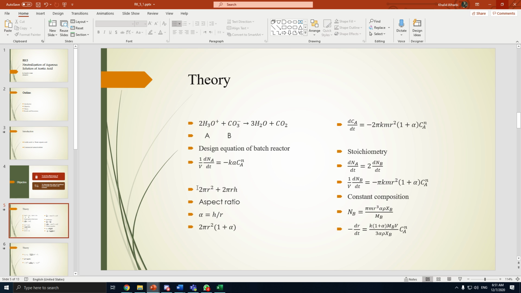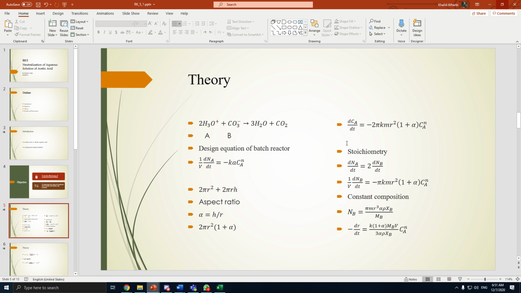Then the tablets are thought of as disks, which is why the surface area is 2 pi r squared for the two surfaces of the disk, and then 2 pi r h for the edges. The aspect ratio, which is the height over the radius, is alpha, and for simplicity and to ease the calculation, it's thought of to be constant throughout the experiment. Using alpha, the instantaneous surface area of the tablet would be 2 pi r squared times 1 plus alpha.